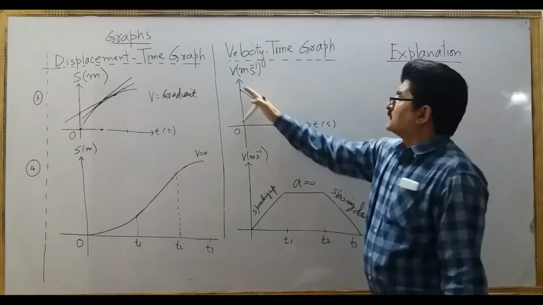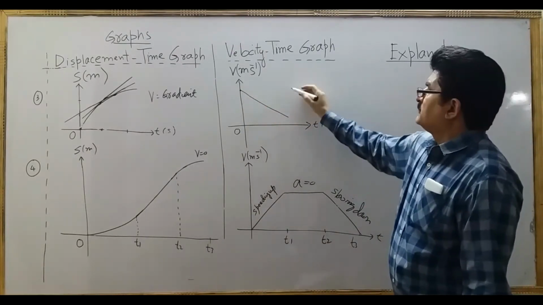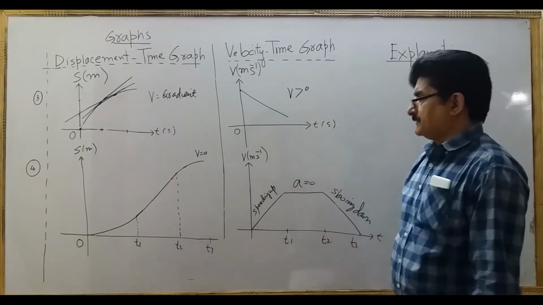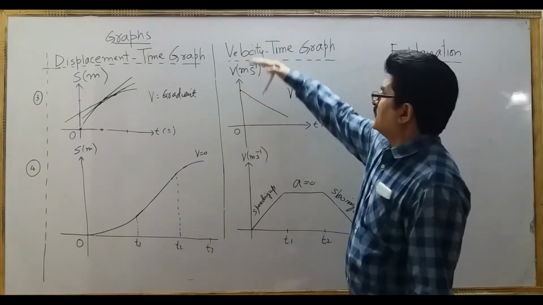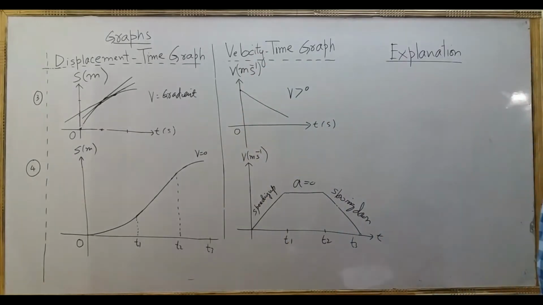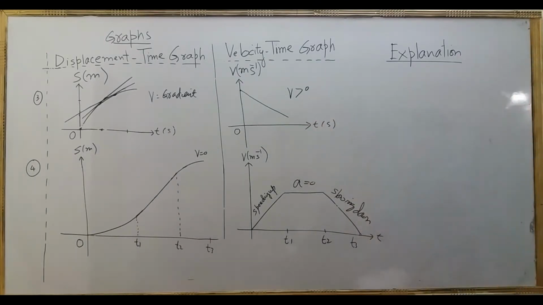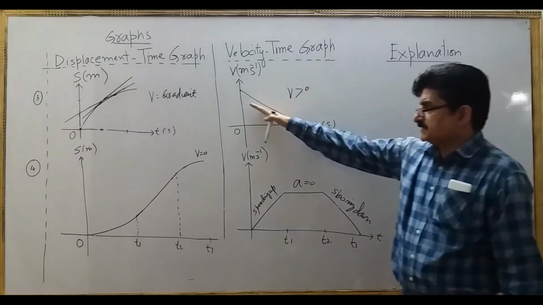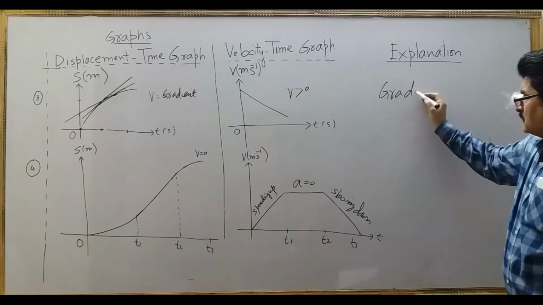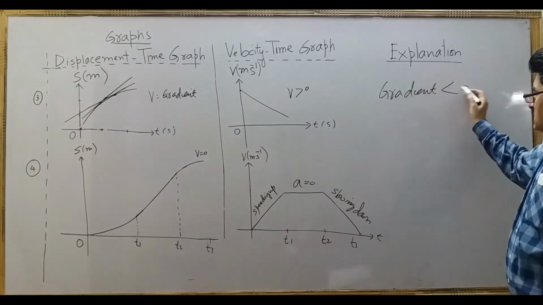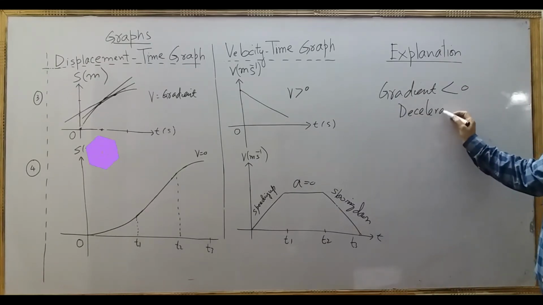Here what is happening? The velocity is decreasing, so the curve is coming down. But keep in mind that velocity is here positive, because above the time axis, the velocity is positive. But the acceleration is given by the gradient of the velocity time graph. The gradient of this line will be negative. Gradient will be less than 0. So it has deceleration or retardation.